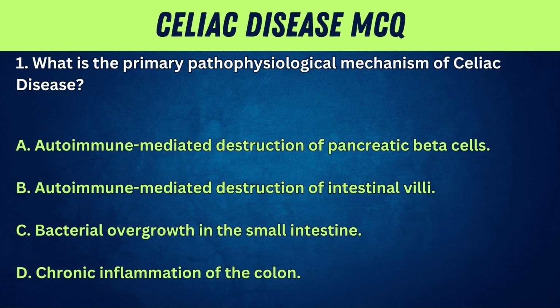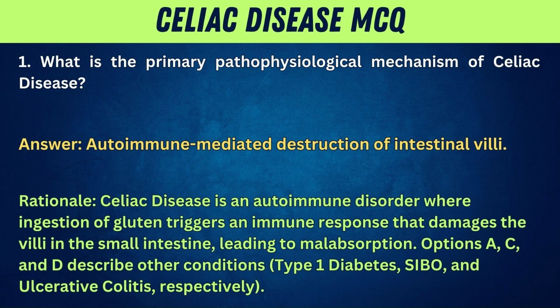1. What is the primary pathophysiological mechanism of celiac disease? A. Autoimmune-mediated destruction of pancreatic beta cells. B. Autoimmune-mediated destruction of intestinal villi. C. Bacterial overgrowth in the small intestine. D. Chronic inflammation of the colon. Answer: autoimmune-mediated destruction of intestinal villi.